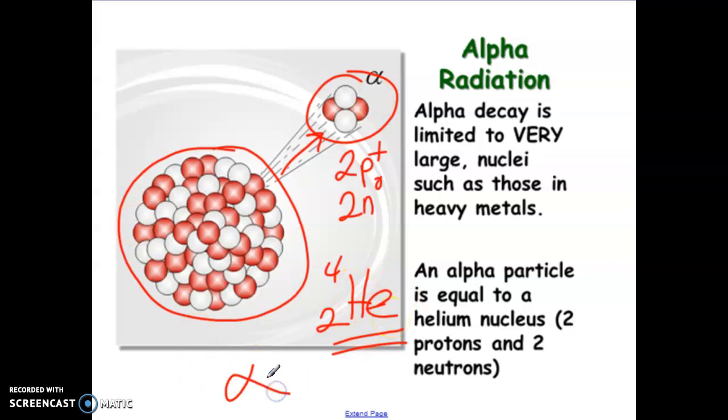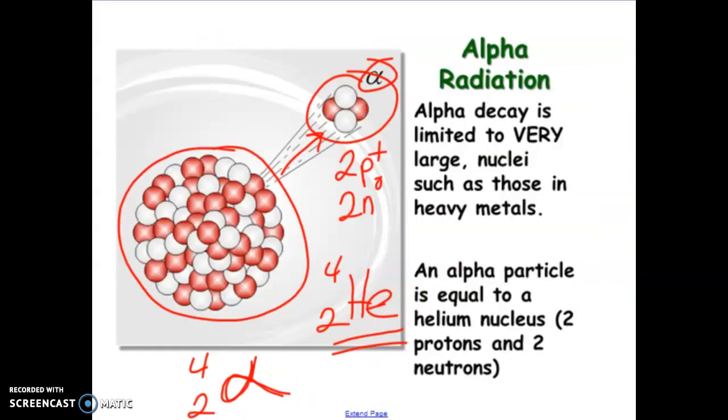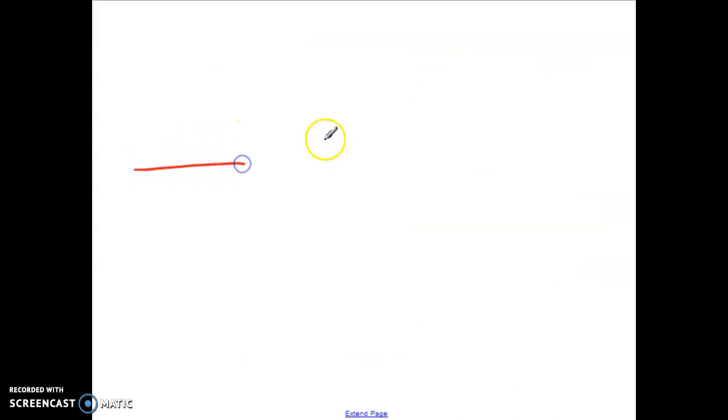Or we can use the alpha symbol from the Greek alphabet, alpha. I'm probably drawing that incorrectly, but it's up here. Okay, so that's alpha decay. All right, so if we did an example, let's say we had, let's go backwards. Let's say, let me pull up a periodic table.